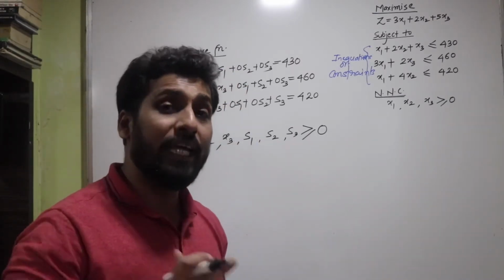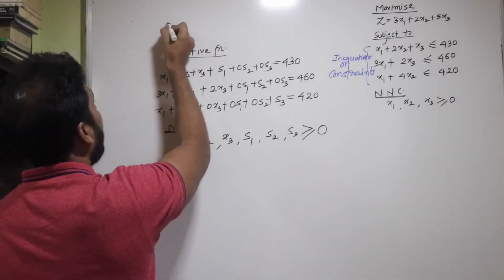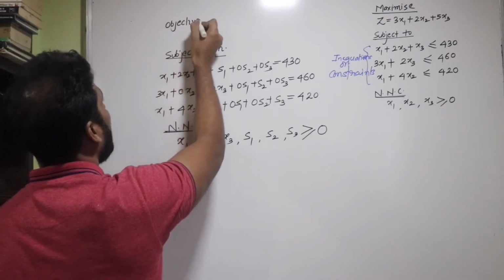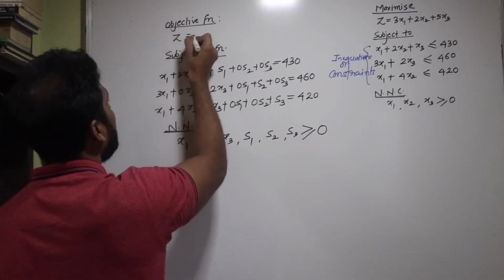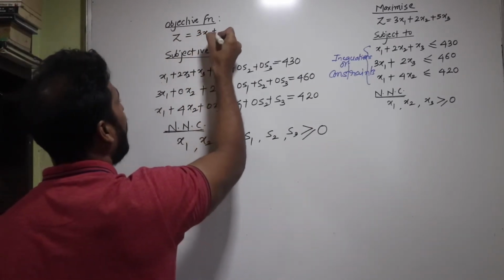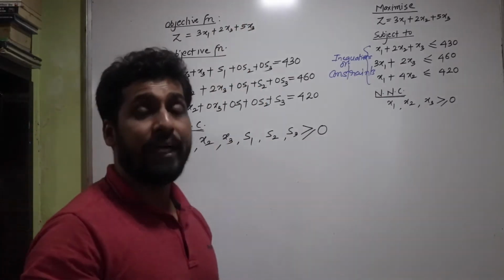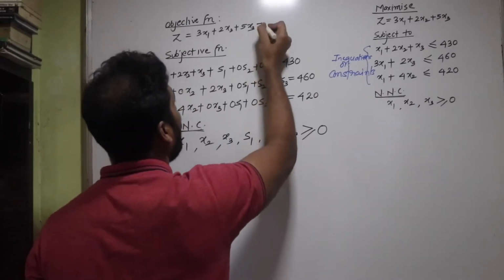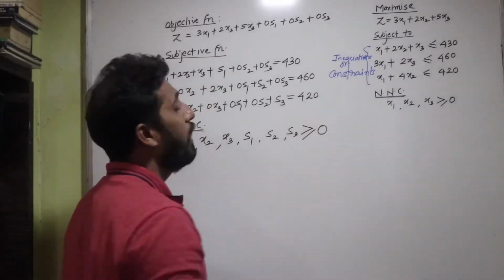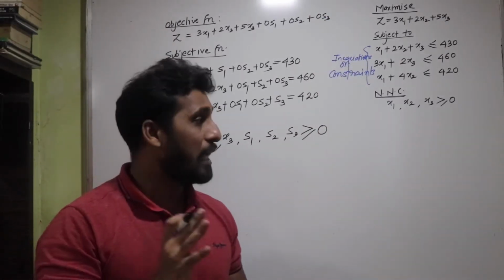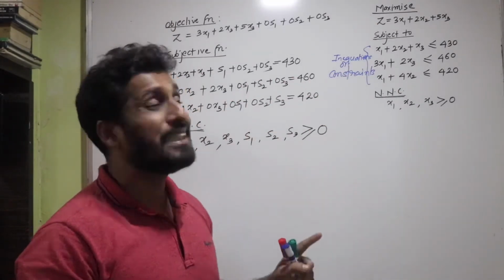Now you need to rewrite your objective function as well. So the objective function can now be written as z is equal to 3x1 plus 2x2 plus 5x3, and we have added three slack variables. So I'm going to write plus 0 s1, 0 s2 and 0 s3. So that is what we have transformed. That is how we have transformed a given linear programming problem into a standard form.